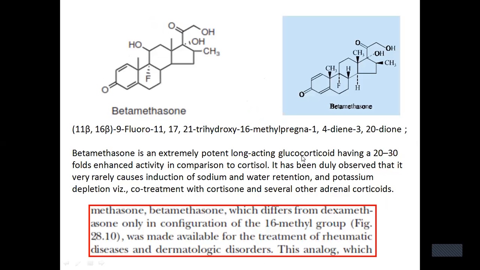And this is betamethasone: 9 fluoro, 11, 17, 21 trihydroxy, 16 beta methyl. 11 is beta, 16 is beta, 9 is alpha fluoro. Same pregna-1,4-diene 3,20 dione. It is potent and long-acting compared to cortisone. This diagram shows the beta positions clearly: beta, beta, beta. This is alpha.